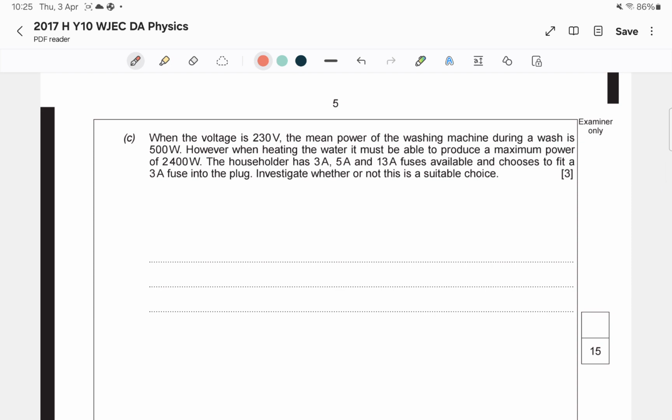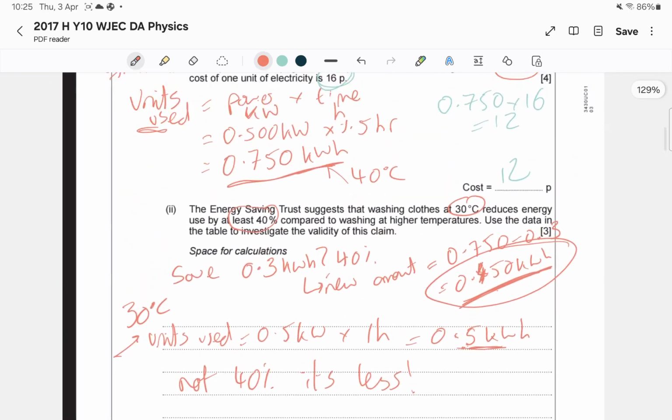When the voltage is 230, the power of the washing machine is 500 watts. However, it needs to be able to cope with 2,400 watts. So what fuse do we need? Well, we need to know what current is running through this appliance, and then we can work out what fuse it needs. So it's all about working out the current.